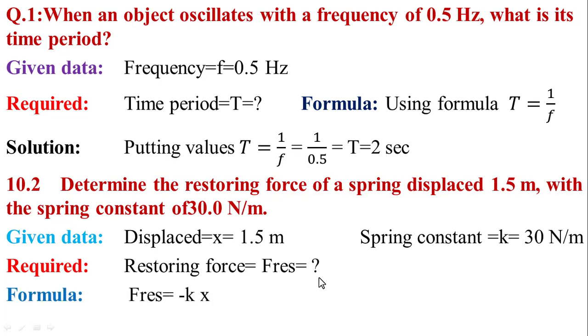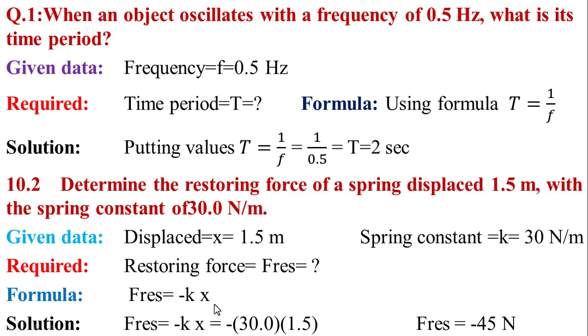The formula that we use in simple harmonic motion: restoring force F is equal to minus kx. In the solution, putting the values, restoring force is equal to minus kx, putting the values: minus 30 multiplied by 1.5. Now, 30 multiplied by 1.5 is equal to 45. So the answer of restoring force is minus 45 Newton, because the negative sign shows a restoring force.